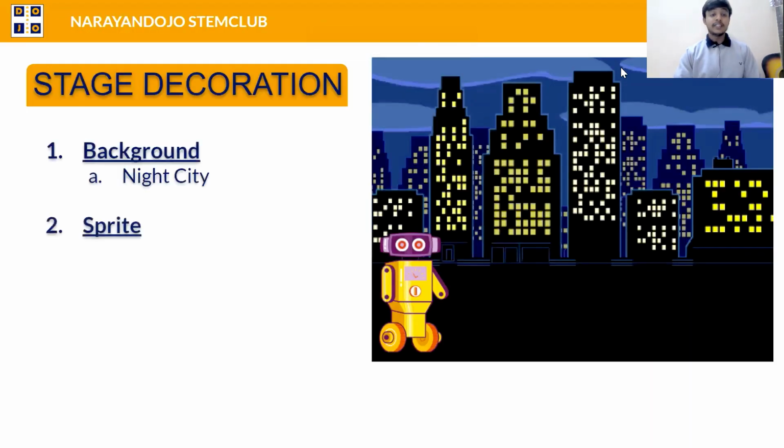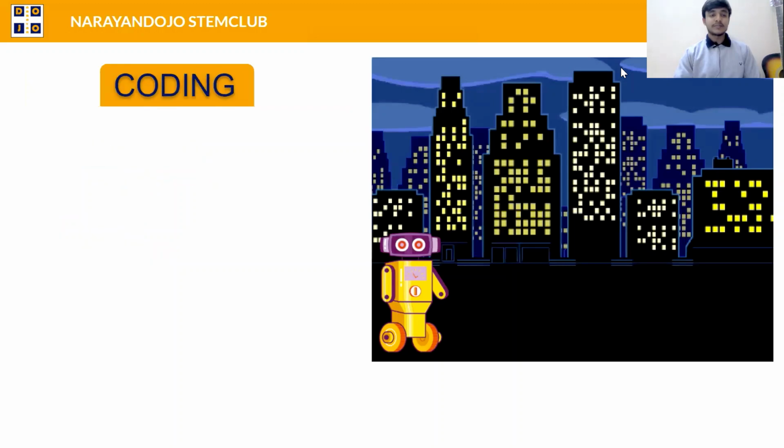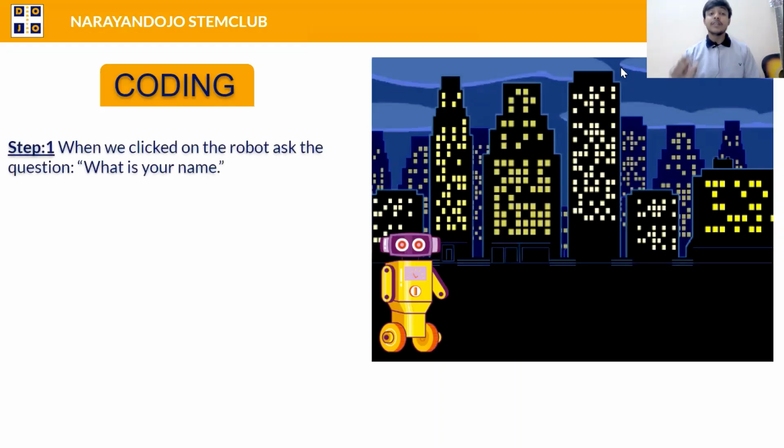So we are done with the state decoration. And now comes the coding part. In the coding part, the first step is when we click on the robot, so the robot is the sprite. So when we click on the sprite, ask the question, what's your name? Simple, as we have done earlier. So instead of adding the when flag clicked event, as we did earlier, just choose the when this sprite clicked.